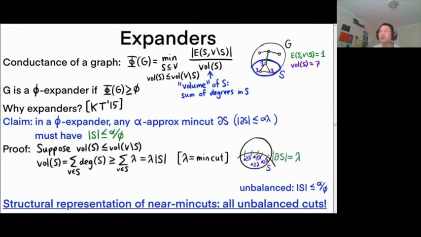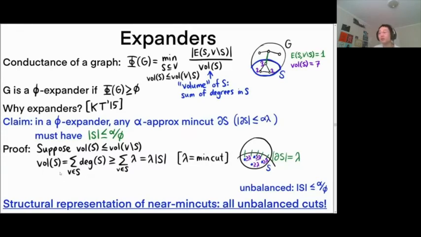So why is this? Finally, let's go through the proof of why this claim is true. It's very simple. Suppose, without loss of generality, that the volume of S is at most the volume of V minus S. So we're picking the side of the cut with smaller volume.